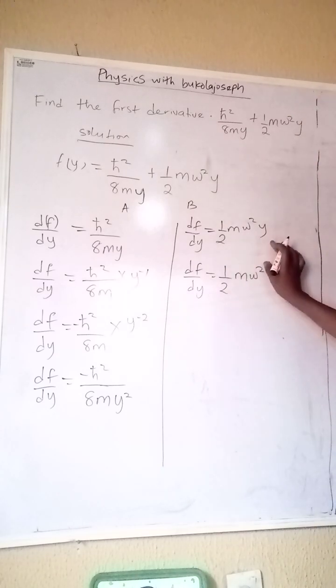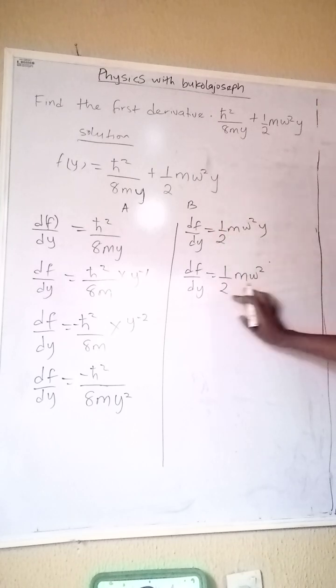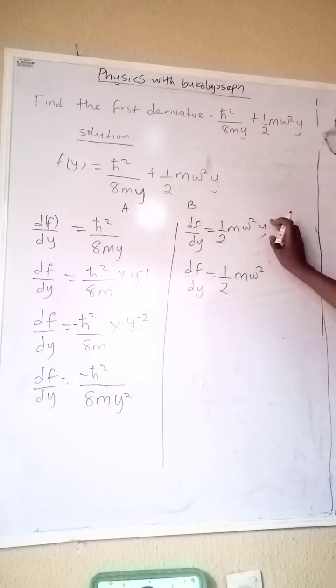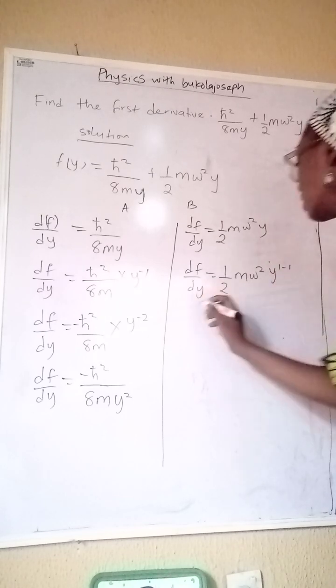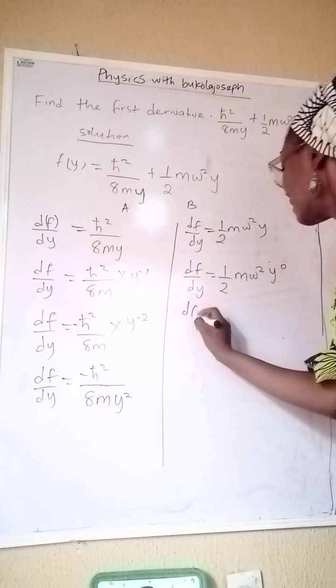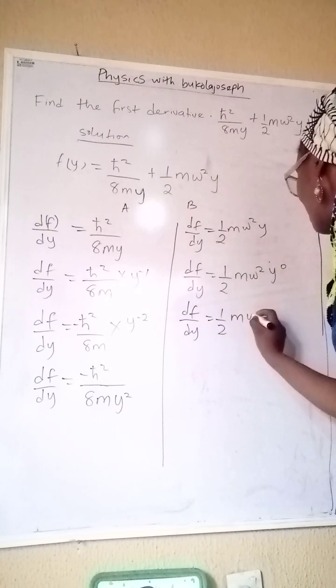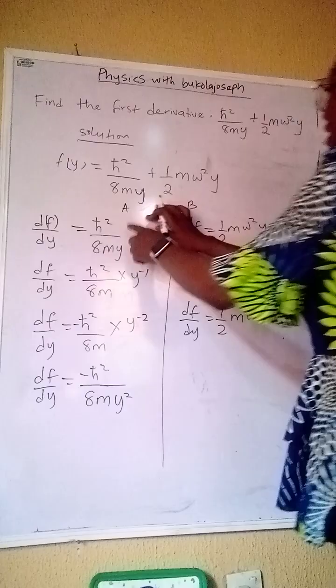Now using the power rule, y is raised to power 1. So 1 times this will still give us this. Thank God there's no minus in this one, right? So 1 minus 1 gives us y raised to power 0, and anything raised to power 0 is equal to 1. So we have half m omega squared. So we have differentiated this. So we have gotten A and B.